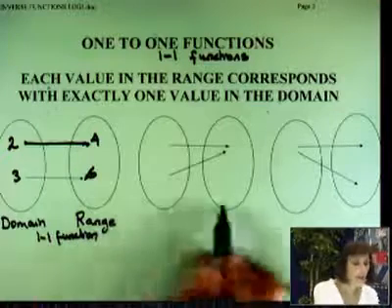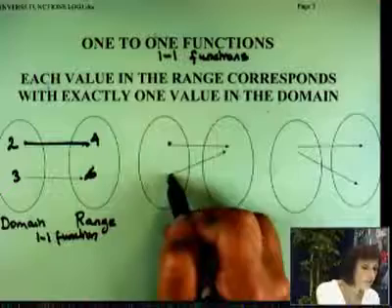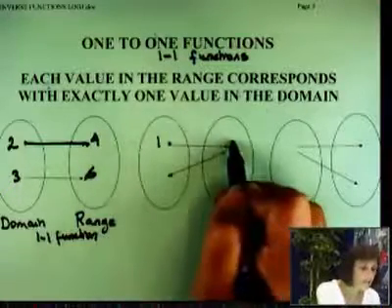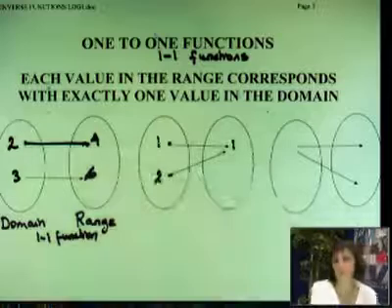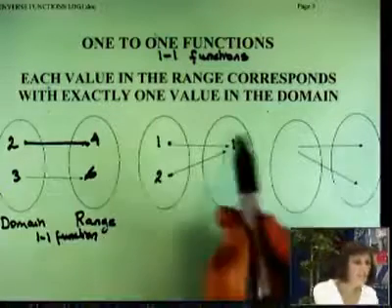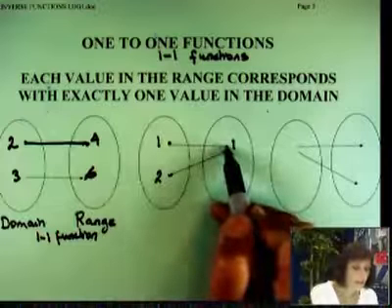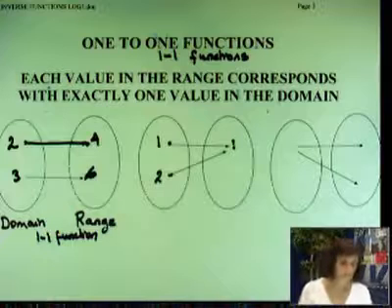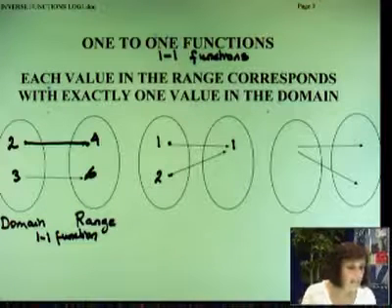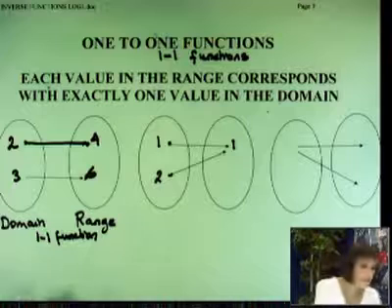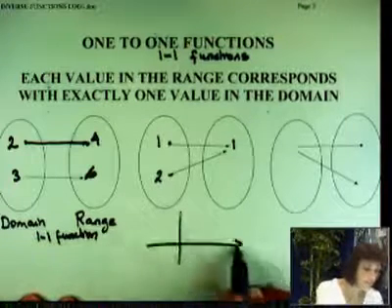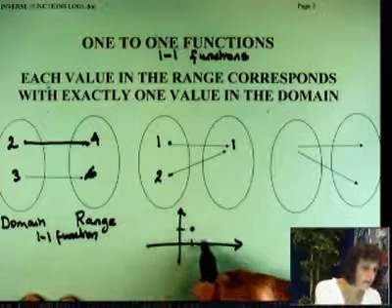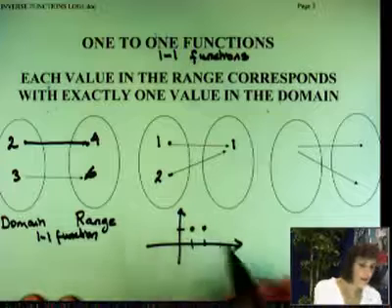Let's think of some like this. You have 2 values and they all go to something. Let's say I go 1 and then this one goes to 1 and then 2, this goes to 1 as well. So let's see. Each value in the range corresponds with exactly one value in the domain. Okay? What does that mean? Is that a one-to-one function or not? So let's look at this. If I were to do this, let's say 1, 1. Here's 1, 1. And 2, 1. Okay?